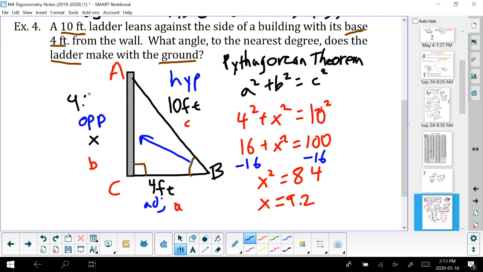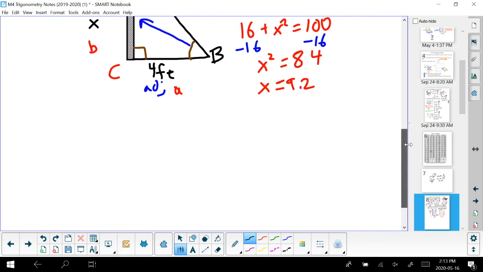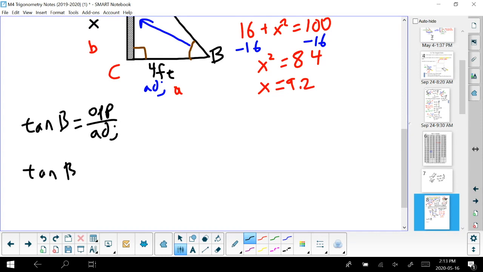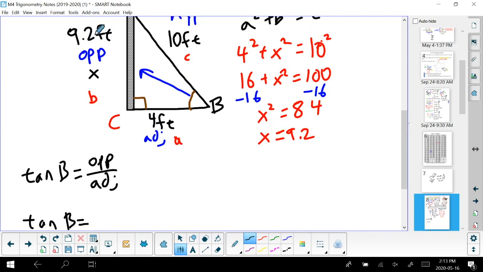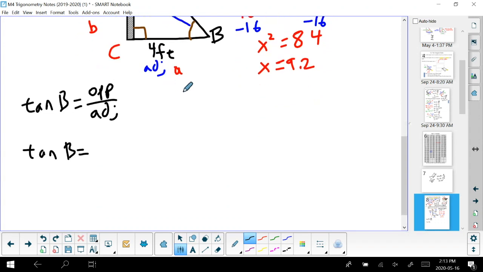So let's go ahead and put that label of 9.2 on the side. Now we can go ahead and continue on with the rest of the question here. So we want the tangent of angle B is equal to the opposite over the adjacent side. And we have now figured out that the opposite side of my triangle here, or from my reference angle, is my 9.2. So I've got 9.2 divided by my adjacent side, which was 4.